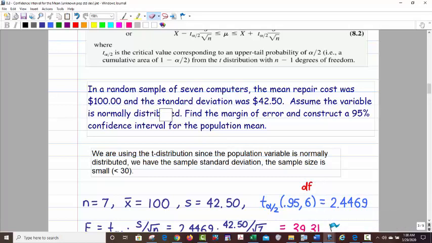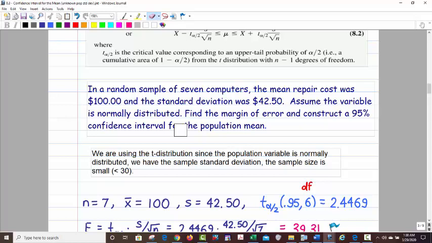Assume the variable is normally distributed. Now, don't let that make you think this becomes a Z distribution. That's not it. That's just one of the conditions for this to even be able to be done as a T distribution. And all we have are Z's and T's, so one of them has got to apply. Now, it should say that every time. I think most of the homework problems, hopefully all of them, will clearly say, assume it's normally distributed.